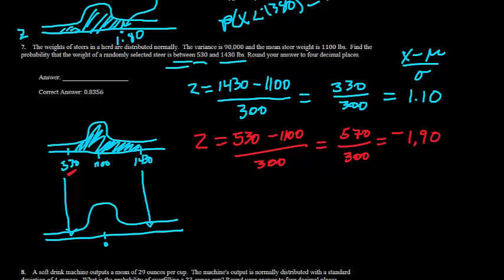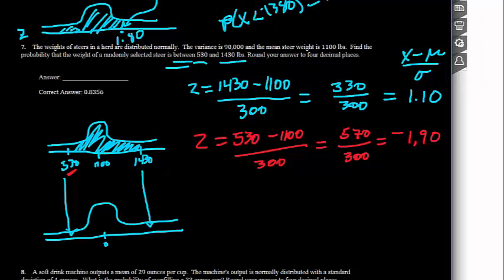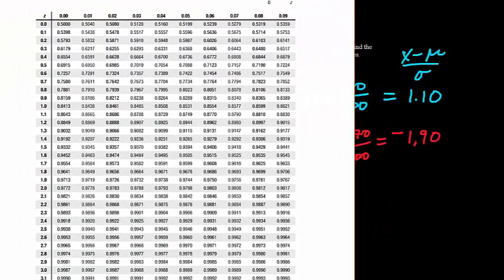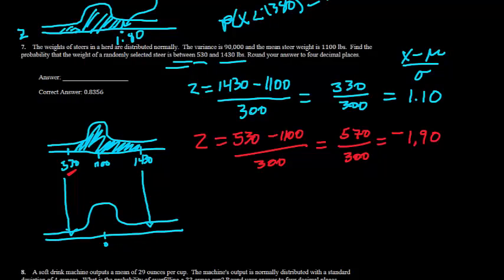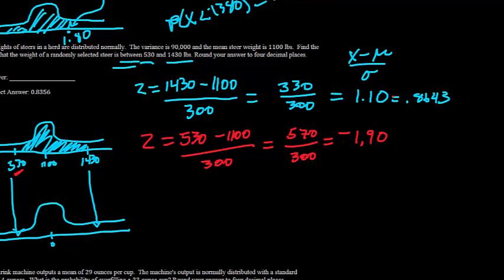Okay, so let's go grab our tables. Here's our tables. And the first one's going to be positive 1.10. So that's positive, nope, 1.10 is 0.8643. So this area under the curve is equal to 0.8643. I'm running out of space here. That's better.